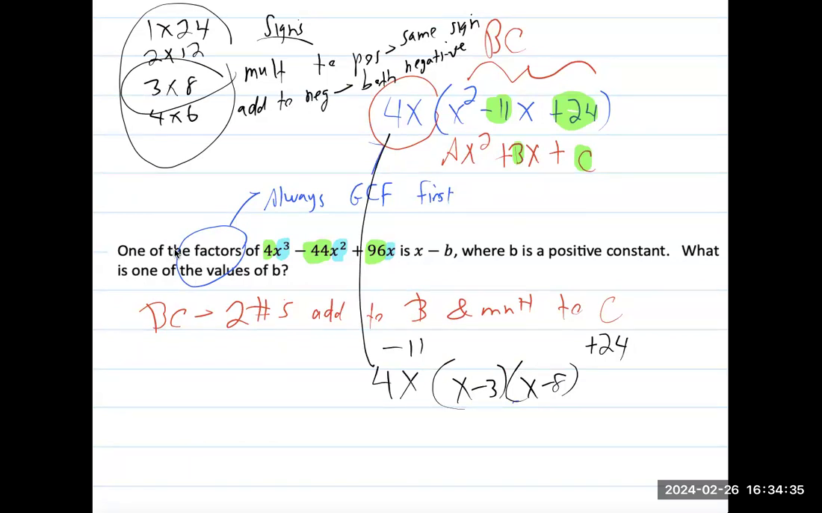So one of the factors we're being told in the beginning of this question is in the format of x minus b. What is one of the values of b? Here we have x minus 3, x minus 8. So one of the values of b is 3. The other one is 8. And that's because the x minus part of it is already provided. And those are our two answers, 3 and 8.